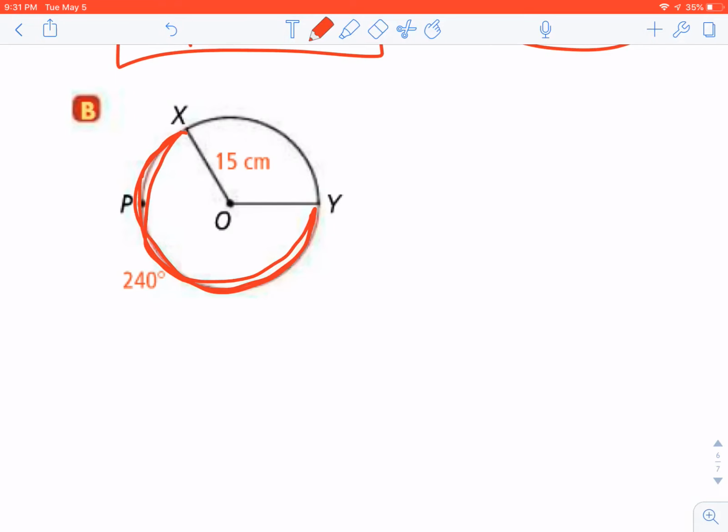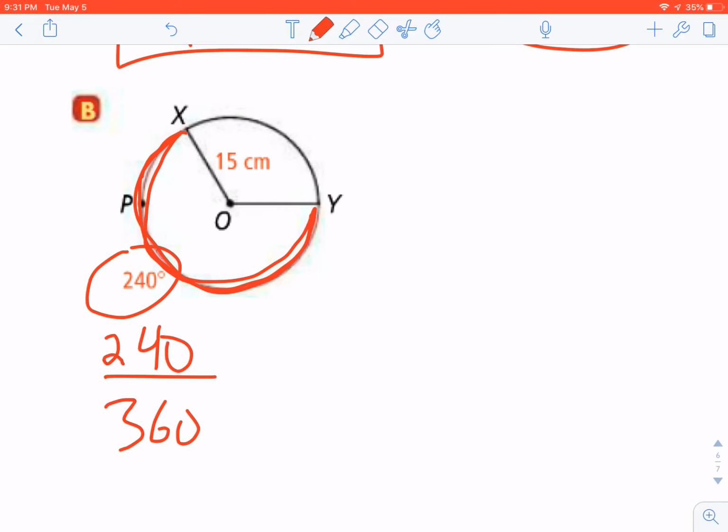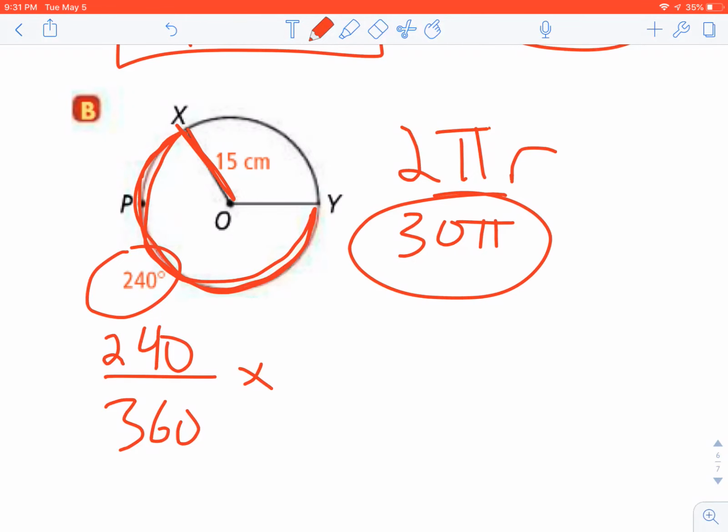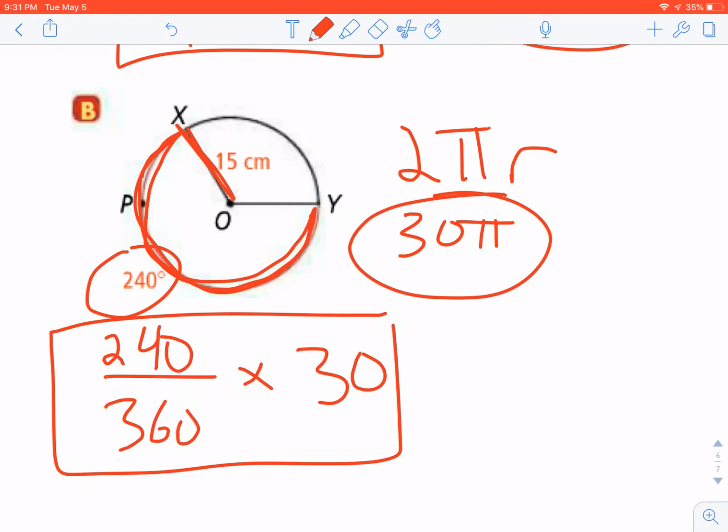So we want the arc length out of 360. I want 240 degrees of those 360. I'm going to multiply that by 2 pi r because I'm only given the radius here. That's the difference. I'm only given the radius, not the diameter. So take 15 times 2, that gives me 30 pi. That is the circumference of the full circle. I only want 240 out of 360 of 30 pi. So multiply your 240 over 360 by 30. You can do that in your calculator. It should give you 20.